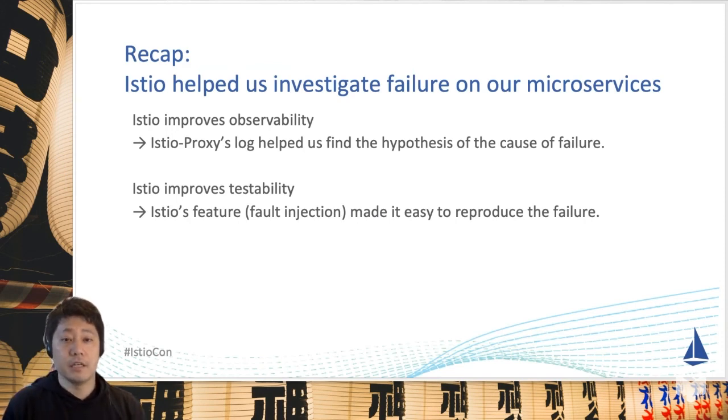In summary, in situations where it was difficult to identify the cause from the app log alone, the proxy log provided by Istio allowed us to make a hypothesis about the cause of the failure. Using the function provided by Istio, we were able to reproduce the failure in test environments. Today, I talked about how the functions provided by Istio were valuable in the actual system. I hope this experience of ours will be helpful to those who are considering the introduction of Istio.